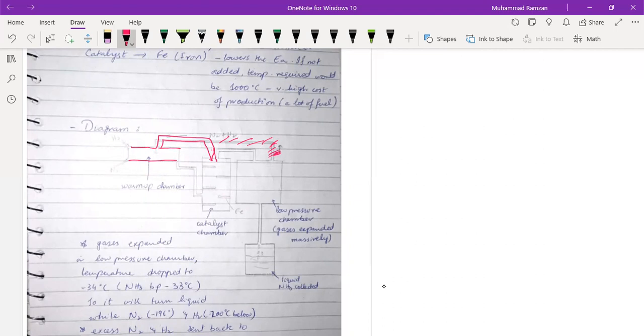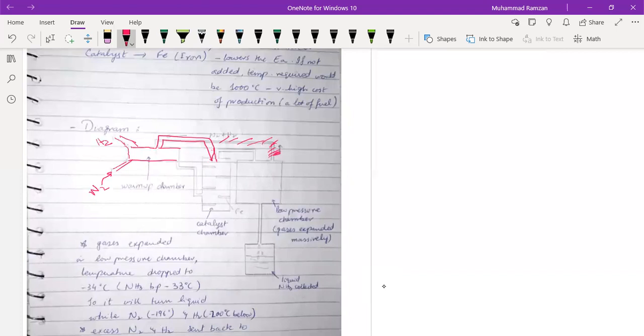Because the reaction is exothermic, the extra heat we remove, and it is transferred into the warm-up chamber to warm the incoming reactants, like N2 coming from this side and H2 from this, entering on this side, like this.